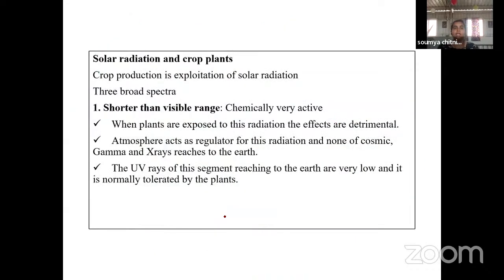All right, the solar radiation shorter than the visible light, that is UV rays or X-rays, is chemically very active, and when plants are exposed to this radiation, the effects are detrimental. We cannot expect any good result from this short wave exposure. The atmosphere acts as a regulator for this radiation, and none of the cosmic gamma and X-rays reach the earth, this we know. UV rays of this segment reaching the earth are very low and normally tolerated by the plant. Again, in UV rays you may find UVA, UVB and UVC rays with different wavelengths.